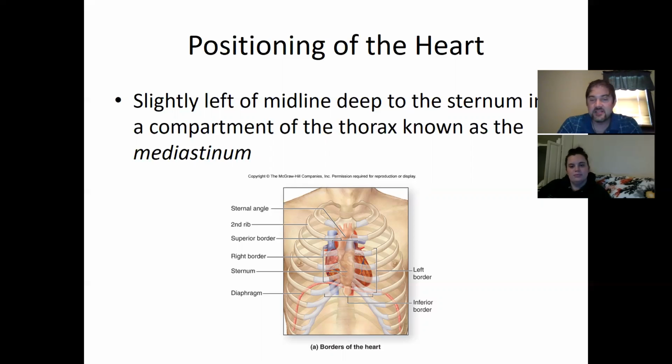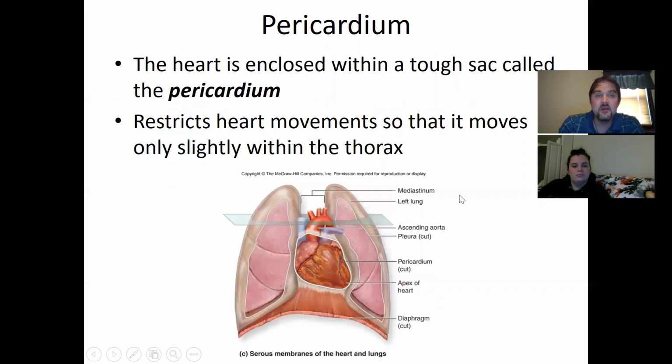So just saying the heart's in the chest is not quite good enough. If you say mediastinum, then that definitely narrows it down to a little box in the middle of the chest. So just be thorough. Don't leave it up to me to go, well, they came close, I'll give them partial credit.